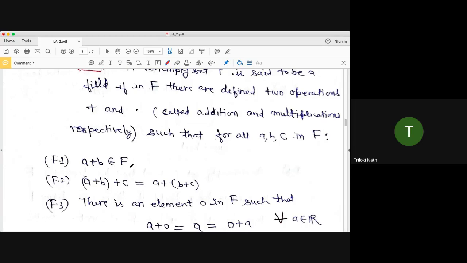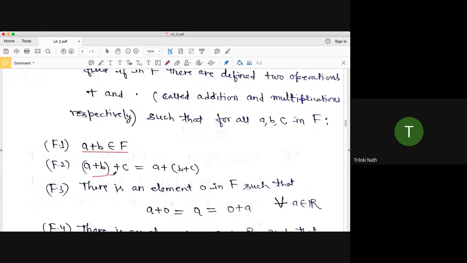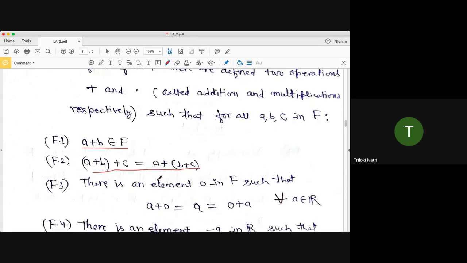This is an operation, which means you can see plus as a mapping from F cross F to F. So this axiom is called the closure axiom. Whatever elements you take from F, A plus B must be in F. The second one is called the associative law. That means if you don't change the order, you can combine any two. That is, (A plus B) plus C is the same as A plus (B plus C). This is called the associative law.